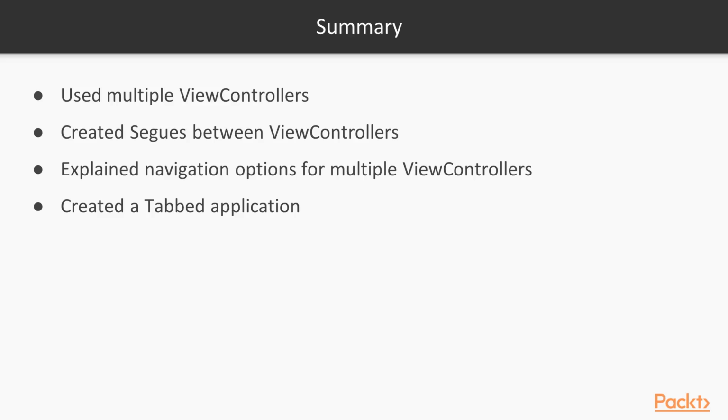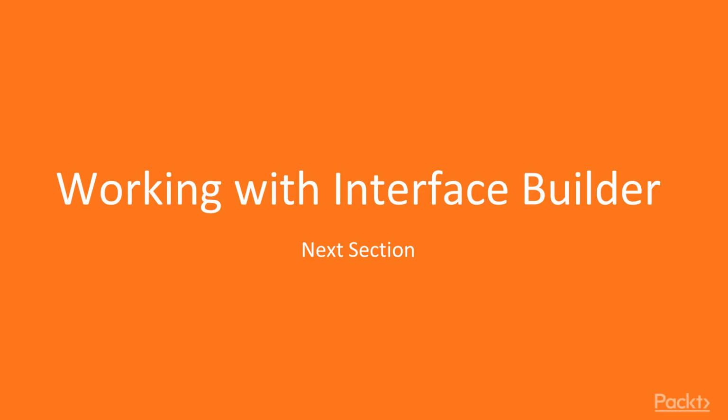In this section, we covered using multiple view controllers, creating the segues between the view controllers, the different options we have for navigating between multiple view controllers, and then creating a tabbed bar application. In the next section, we will cover working with Interface Builder and going over different ways to use auto layout and set constraints to be able to have our application adapt to the multiple screen sizes that iOS offers.